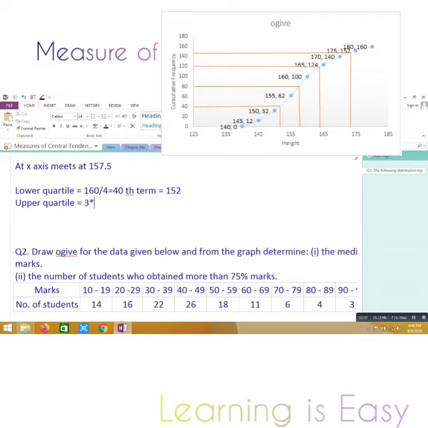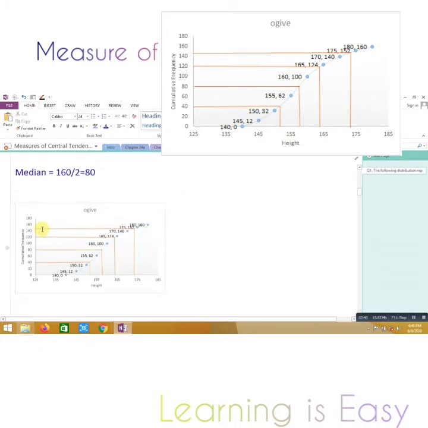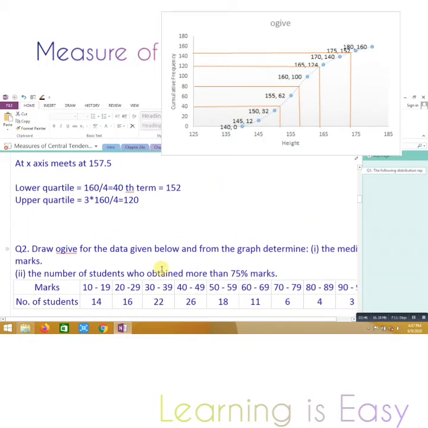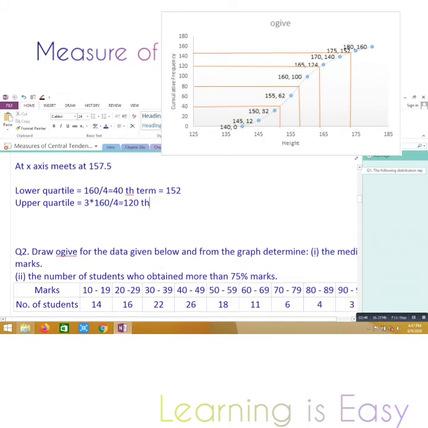3 into 160 by 4, that makes 120. From the 120th point in y-axis when you draw a line and then cut a perpendicular line at the x-axis, you get to know the value of upper quartile. So it meets at the point 164.